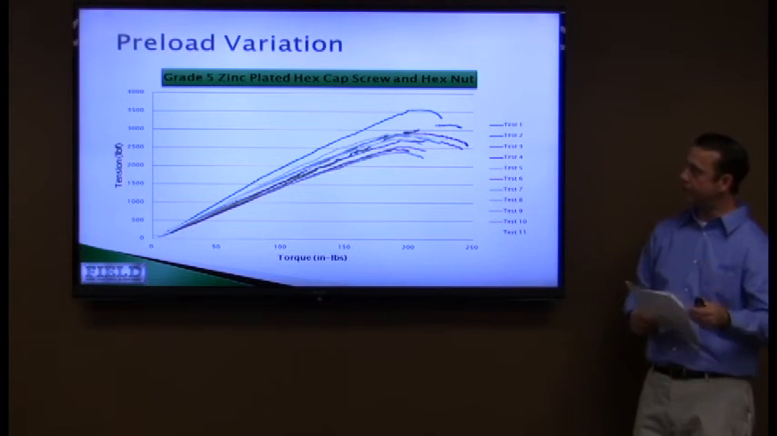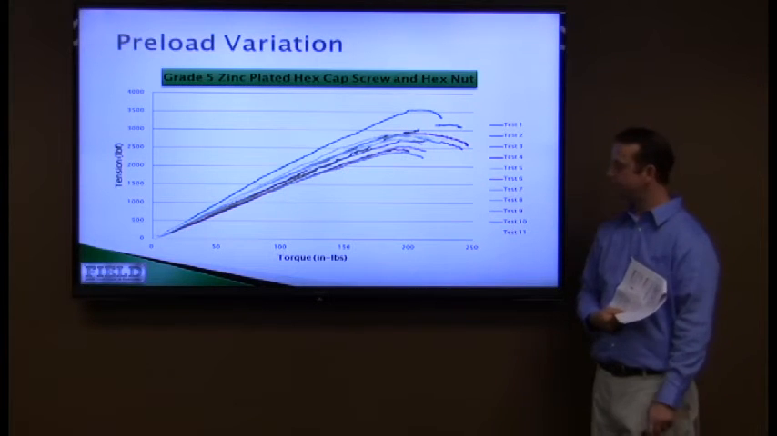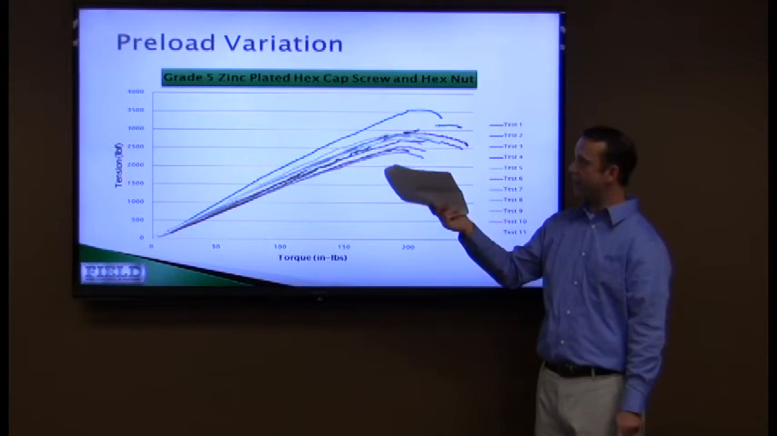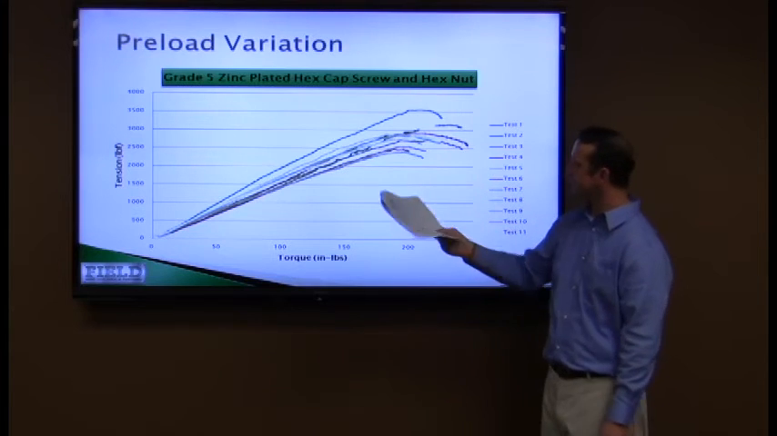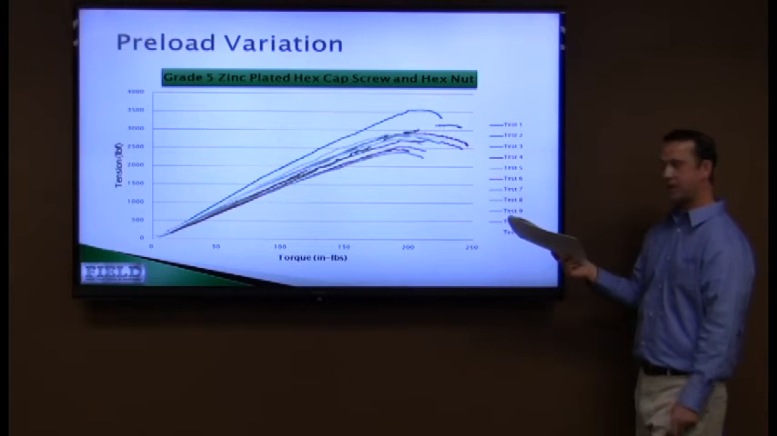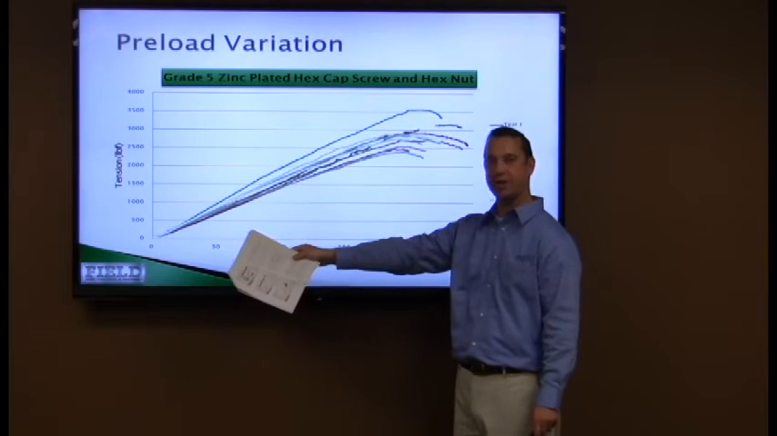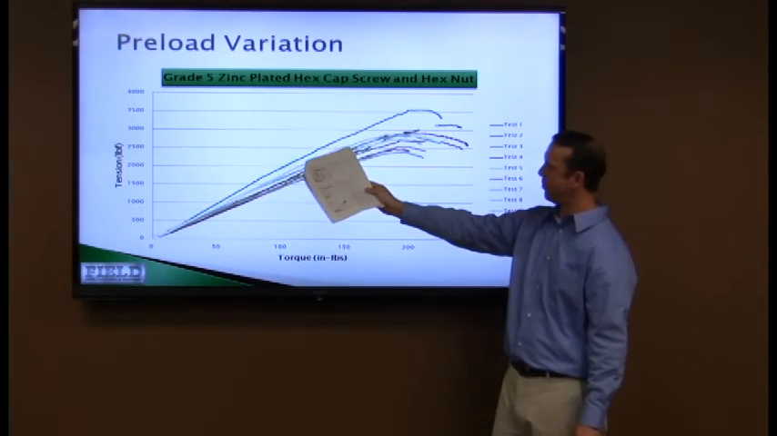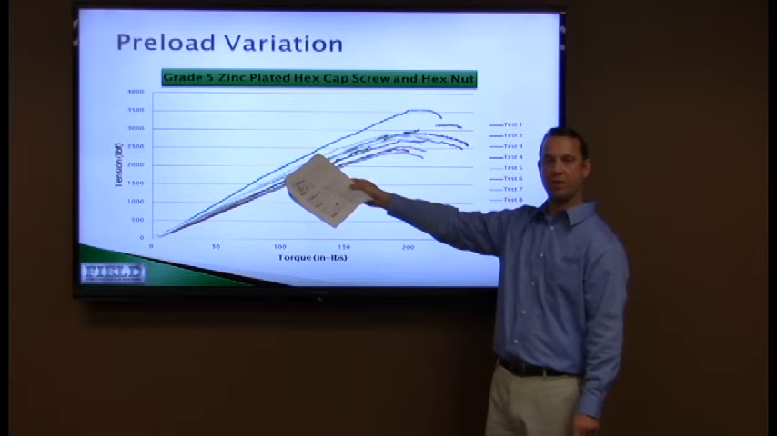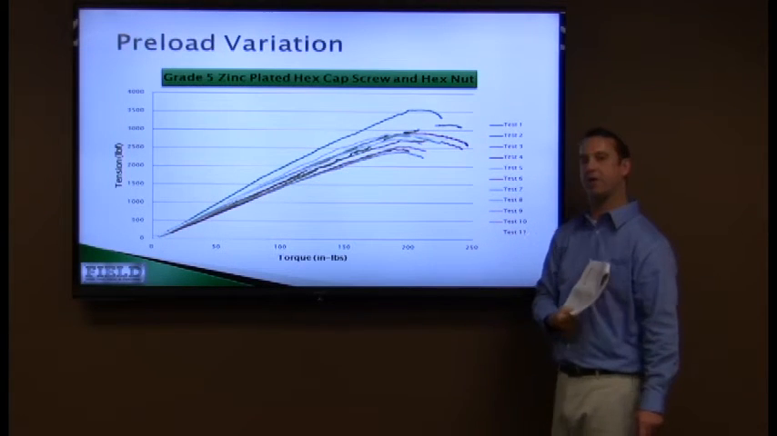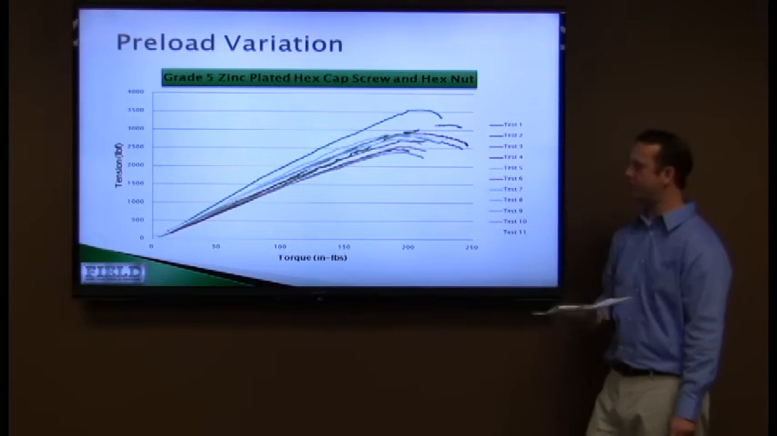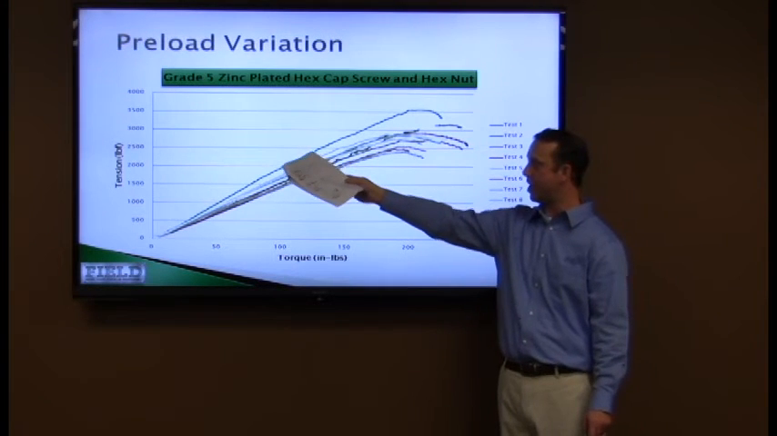We're going to talk a little bit about preload variation in fasteners right now. And again, this is a grade 5 zinc-plated hex cap screw. We tested 11 fasteners right here. Did the same thing Nathan just did, ran them all the way through the torque tension test right there. How come all these lines aren't exactly on top of one another? If the fasteners were heat treated and plated together, and there's really no other changes right there. How come these are kind of spread out like this?